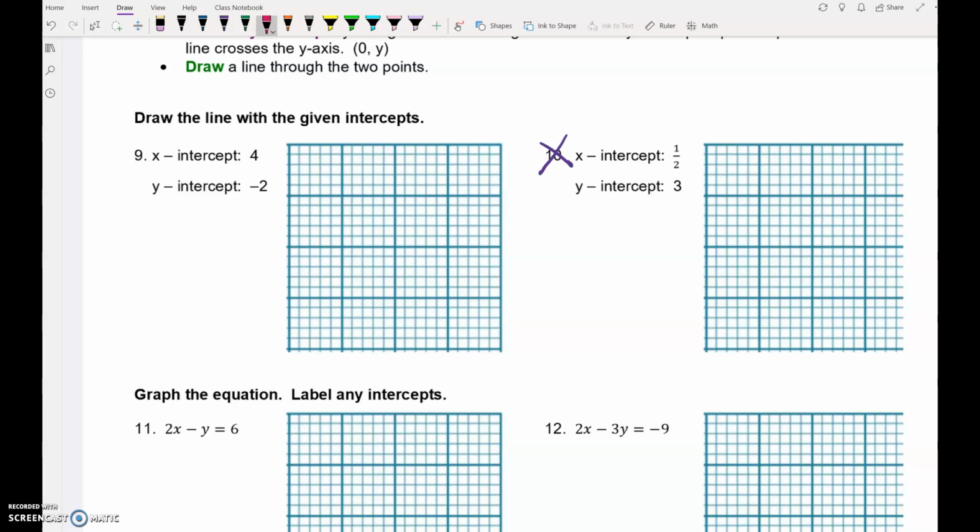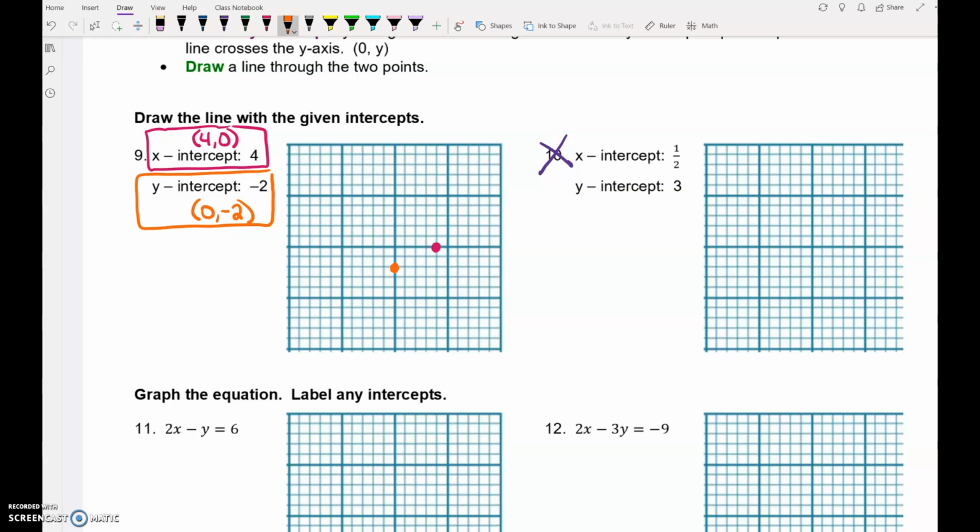First, we are going to graph the x-intercept. The x-intercept is 4. This line is going to cross the x-axis at 4. What are the coordinates of that point? 4, 0. Okay. Now let's graph the y-intercept. The y-intercept, negative 2, that's where we cross the y-axis. What are the coordinates of that point? 0, negative 2.